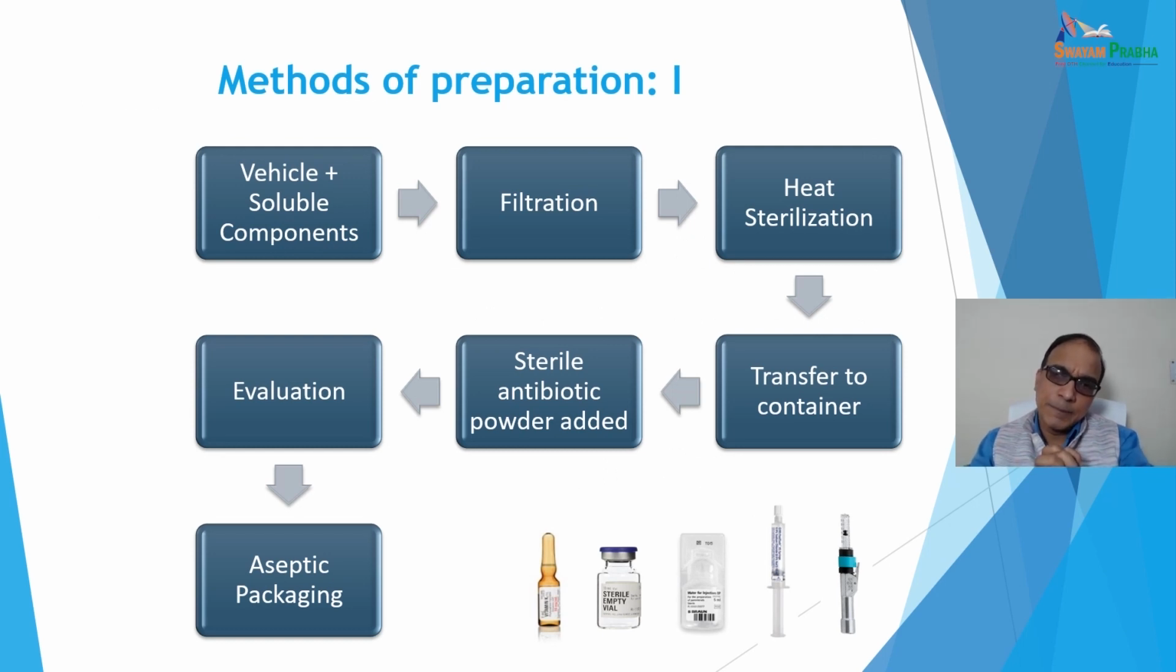So let us discuss the method of preparation. What you'll do, you'll take the soluble components and the vehicle, add, filter it, then the heat distillation is done. Thereafter you will transfer the content to the container and sterile antibiotic powder is added here. Evaluation is done and then aseptic packaging is done. Evaluation like leakage test you can perform. So aseptic packaging is done. This is the simple method.